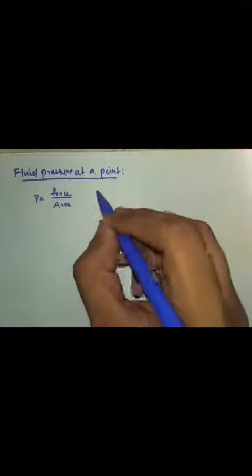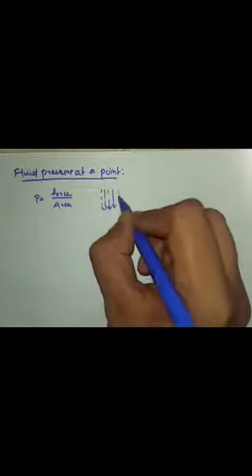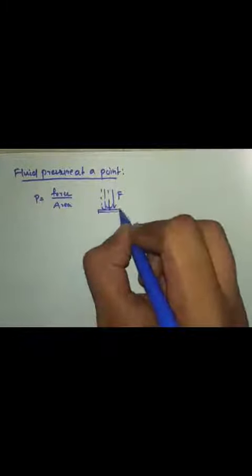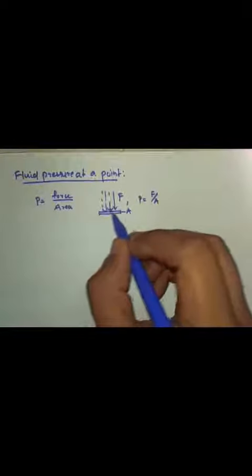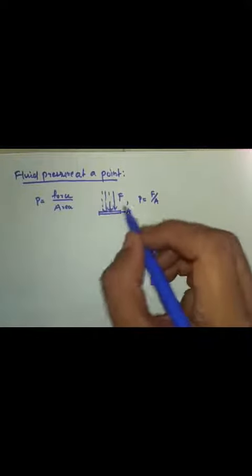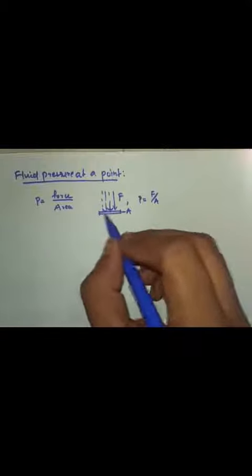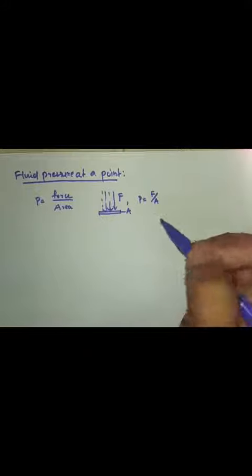So if you are acting a force F on an area, the pressure is the force acting per unit area. Pressure is the force per unit area. This will be true in case the force acting is uniformly distributed, or a constant or uniform force across the area A. If F is a uniform force, then P will be F by A.